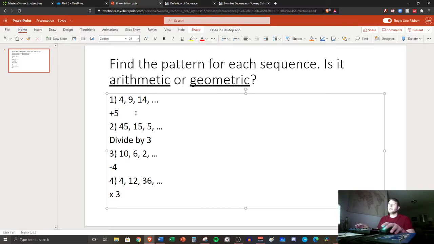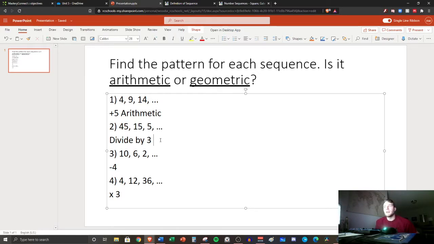So let's go back here. So number one, is this arithmetic or geometric? Well, since we are adding each time, this is arithmetic. If I can spell it right, even though it's right above me. Arithmetic. Divide by 3.